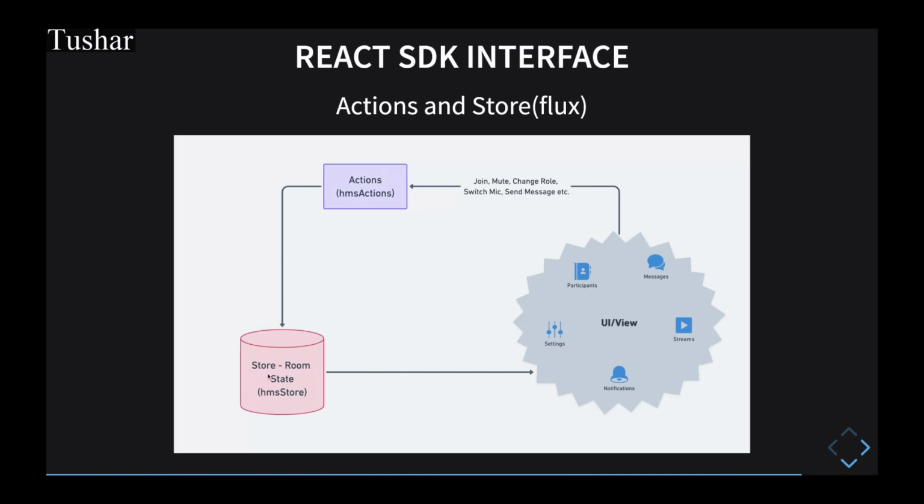Basically, whenever your UI needs to know something, it calls the store: okay, tell me this thing, tell me if the other peer is muted, tell me all the messages, tell me what message was just sent to me. Those things you'll refer to this store, and whenever you need to perform any action, you will refer to this actions interface.